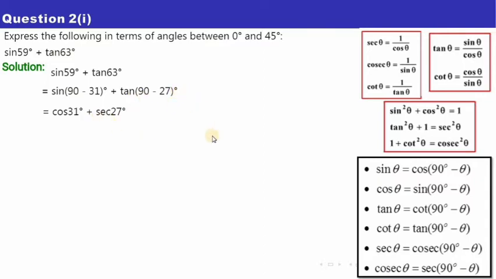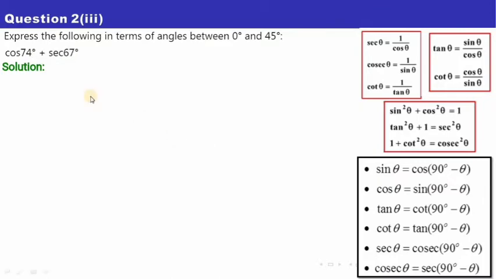So pause the video and note down your solution. Let me take one more question. Here again 74 and 67 are not between 0 and 45.